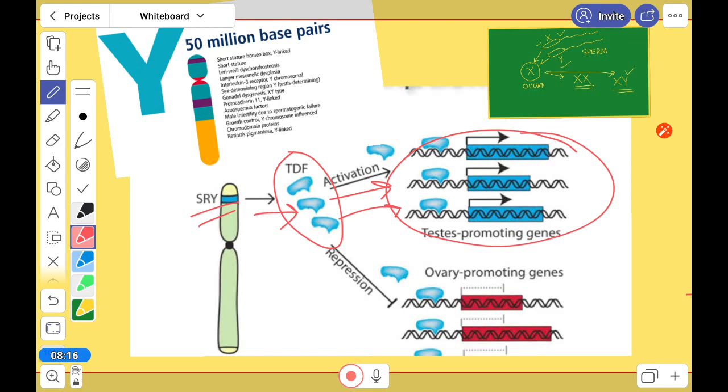That this TDF protein will not form, and it goes for the ovary promoting gene. Then the ovary will be produced, and the female child will be born. All right.